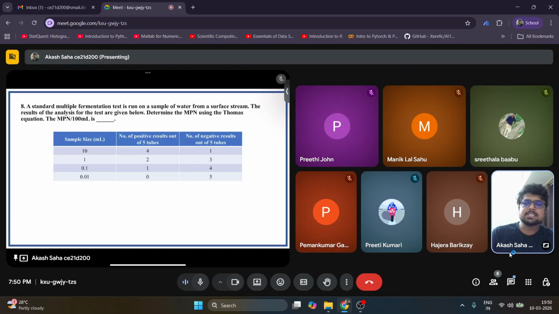So here for 10, 1 and 0.1, you have the value as 4, 2, 1. So for this combination, check what is given in the MPN table. And there is no need to correct anything because sample size is the same. Okay, so you see for 4, 2, 1 what is the value and report. Otherwise, you can also use the Thomas equation.